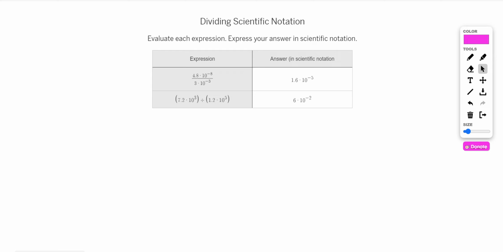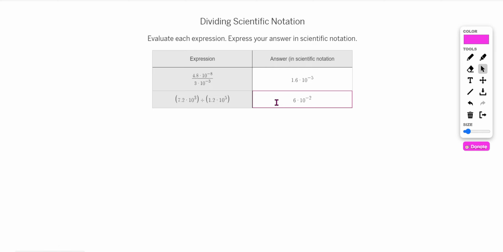All right, this is how you divide scientific notation. So the correct answers here were supposed to be 1.6 times 10 to the negative fifth power, and then 6 times 10 to the negative second power. So if you did not get both or either one of these answers, stick around and watch this recording so you can correct your mistakes.